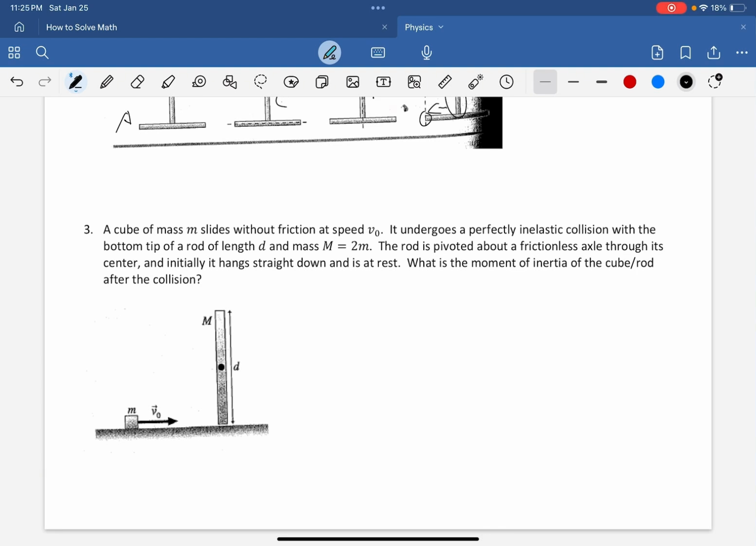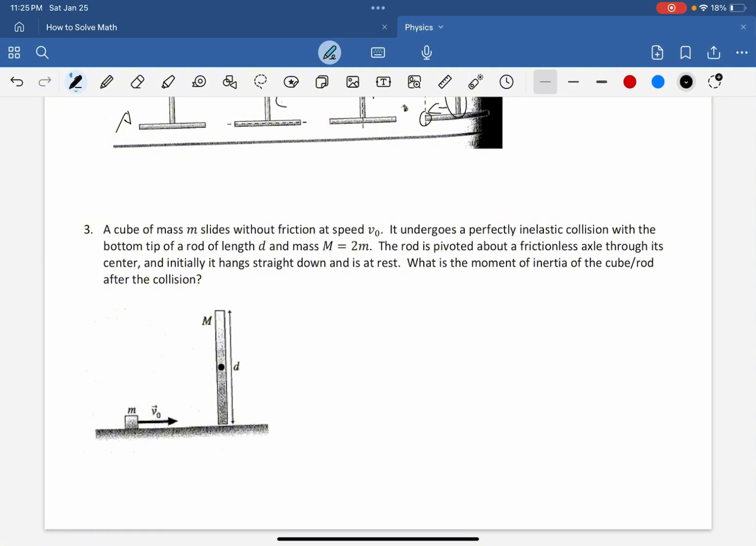With the bottom tip of a rod of length d and mass m equals 2m. The rod is pivoted about a frictionless axle through its center and initially hangs straight down and is at rest. What is the moment of inertia of the cube/rod after the collision?